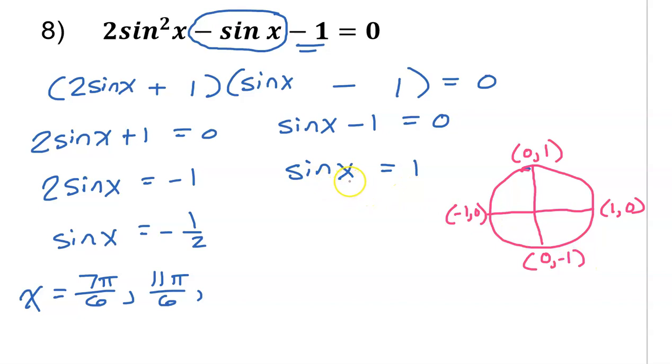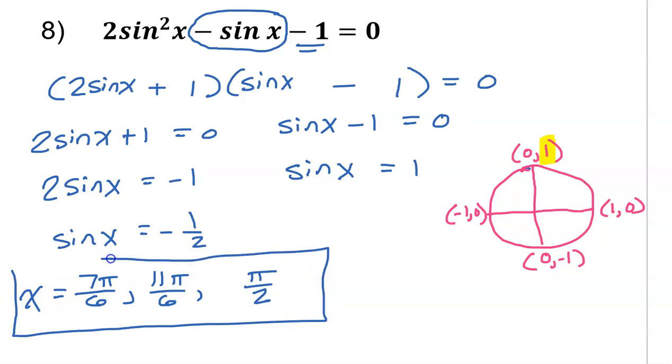The sine of what angle is equal to 1? Well, remembering that sine is a y value, we're looking for a y value of 1. And we see that right here. So that's why the only solution is pi over 2. So in addition to the 2 solutions that we already have, we will also have pi over 2. All right, and we can just sort of tack that on to our previous list. So we have 3 solutions to problem number 8.